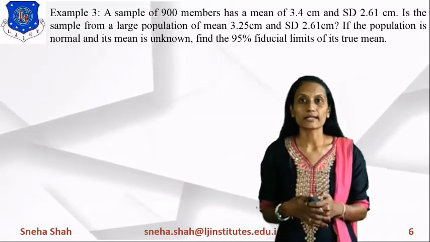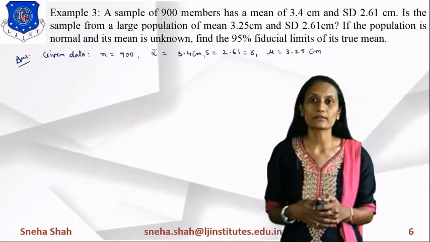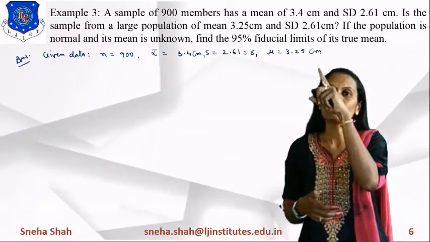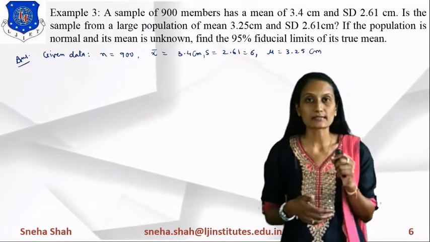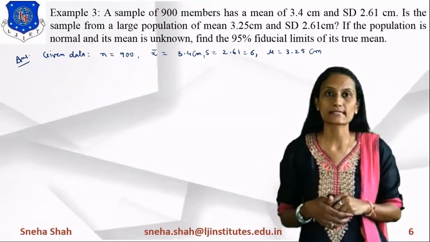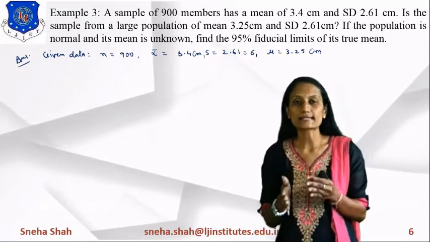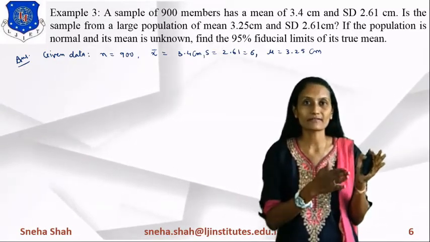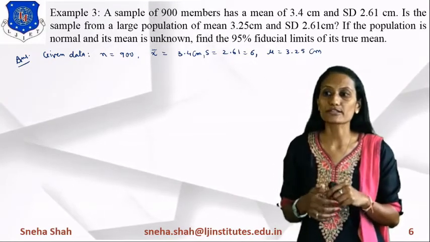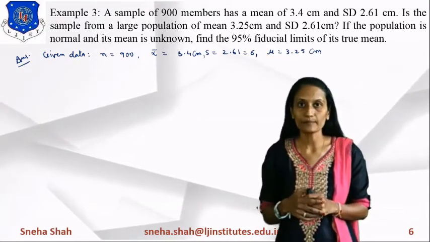So if you want to find this out, the data given to you are: the total number of samples is 900, the mean equals 3.4, means x bar equals 3.4, and the standard deviation equals 2.61. So the value of s equals sigma equals 2.61. The value of mu equals 3.25, means the population mean is 3.25.